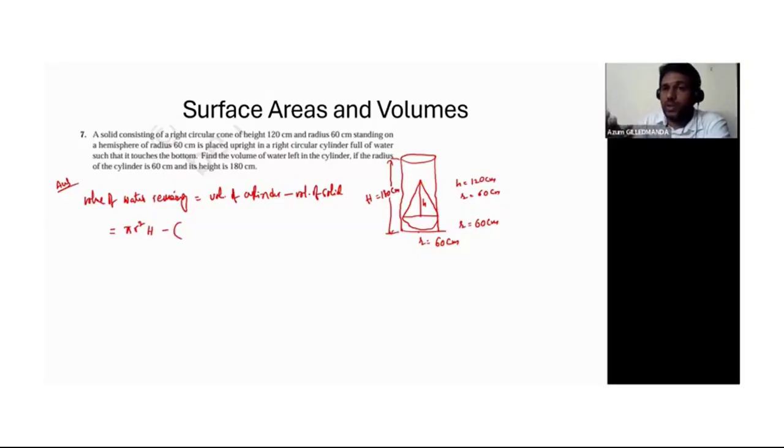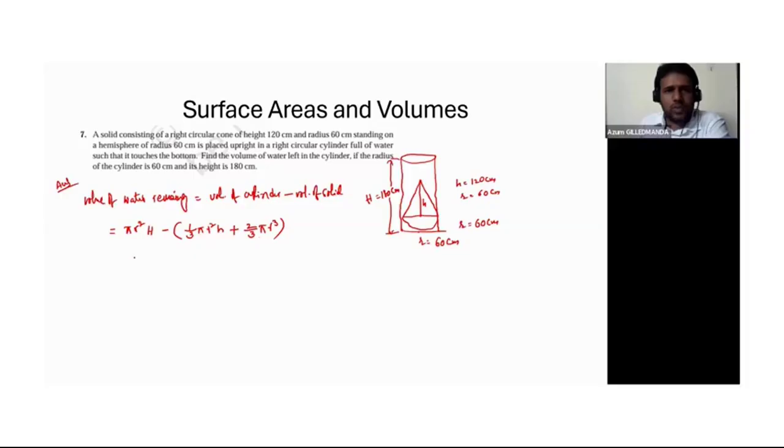The solid has two shapes. So this is the volume of the cone, which is 1 by 3 pi r square h, small h here, the height of the cone, plus the volume of the hemisphere, 2 by 3 pi r cube. The full sphere volume is 4 by 3 pi r cube, so a hemisphere means 2 by 3 pi r cube.